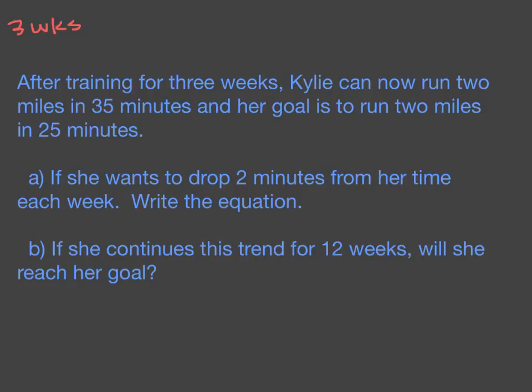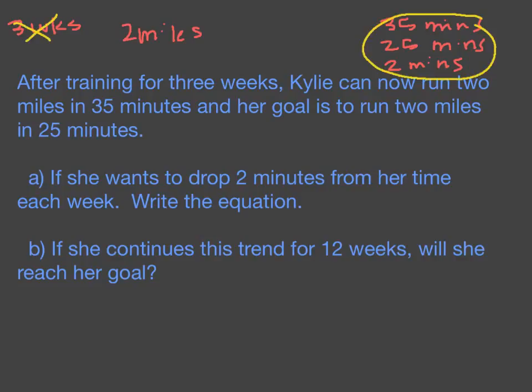We're talking about 2 miles. And we're talking about 35 minutes, 25 minutes, and 2 minutes. So I am going to only pay attention to my minutes. I'm not going to pay attention to my number of weeks or my miles. So I'm going to underline 35, 25, and drop 2 minutes each week.